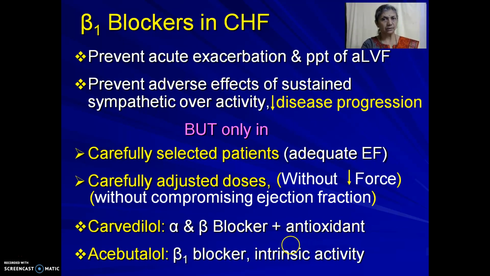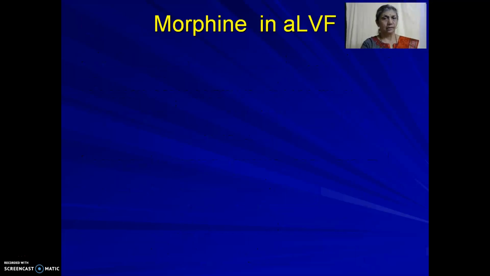Another drug which could be used is acebutolol, which has, in addition to beta-1 blockade, intrinsic sympathomimetic activity. So it is less likely to compromise the force of contraction further. But currently the preferred drug is carvedilol, alpha and beta blocker with antioxidant activity. That brings us to morphine in acute aLVF.